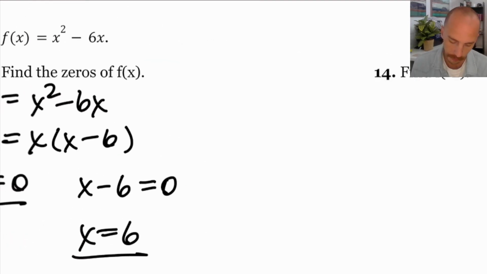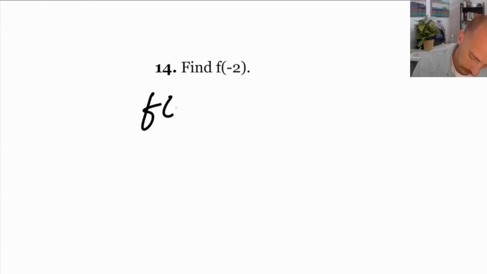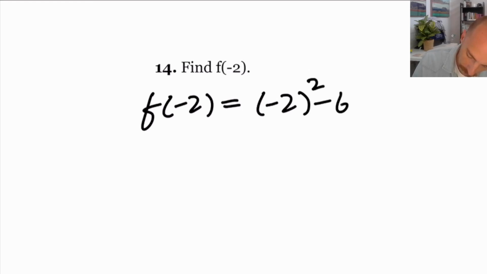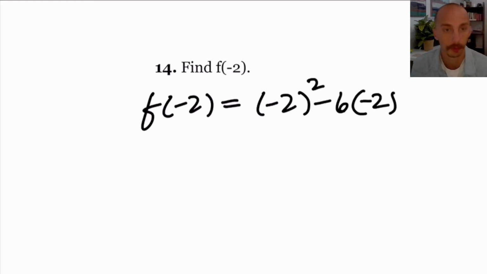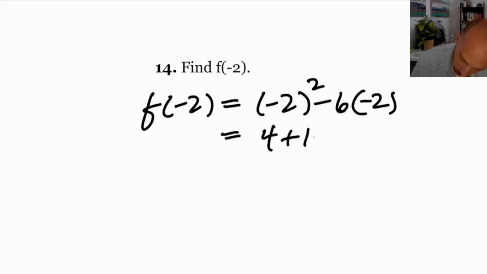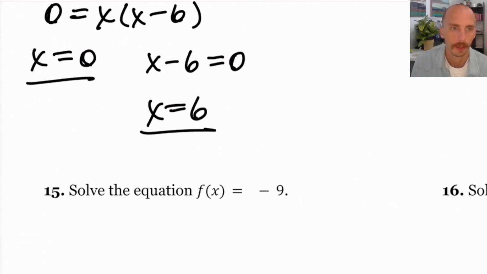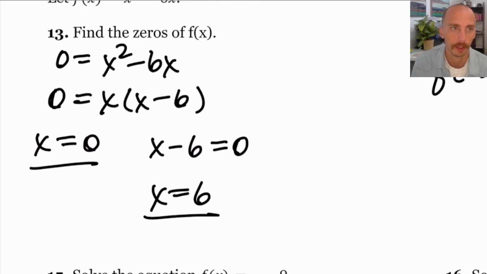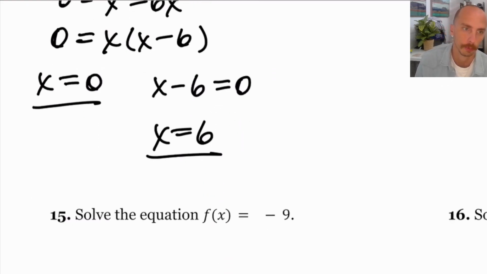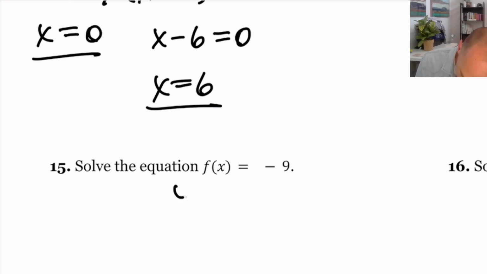Okay, the value of f of -2 will equal, f of x is x squared minus 6x. So if I plug in -2, I'll have 4 plus 12 is 16. Okay. Solving the equation f of x equals -9, I go and I grab f of x, that's x squared minus 6x. And I say that's equal to -9.